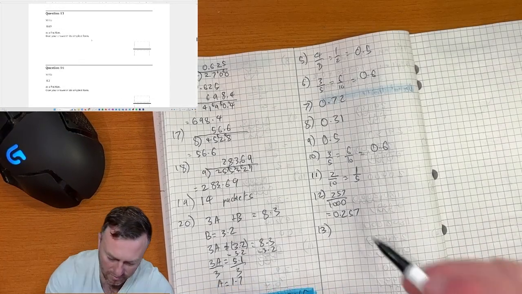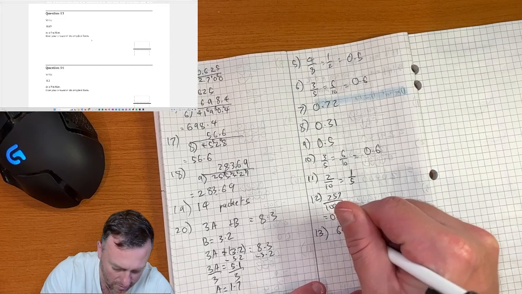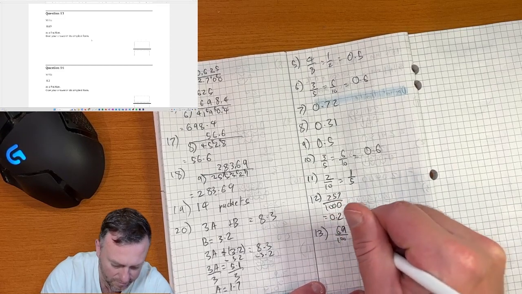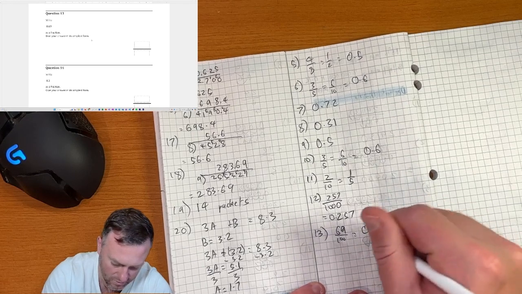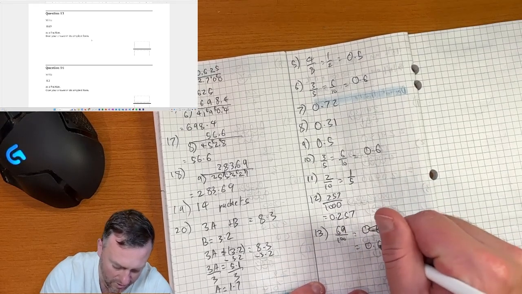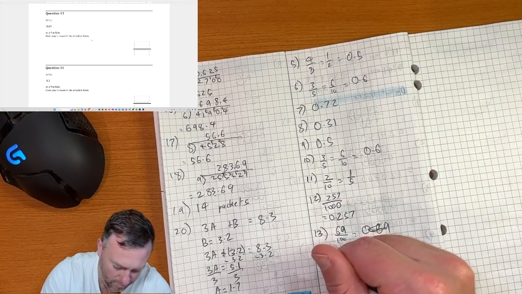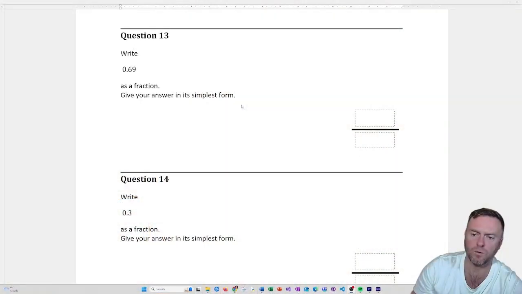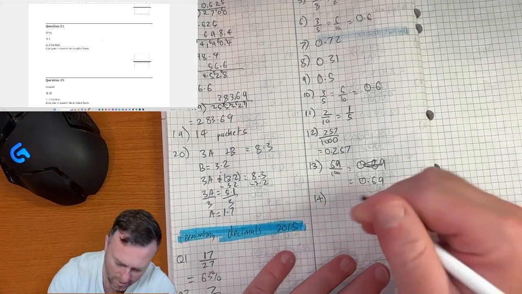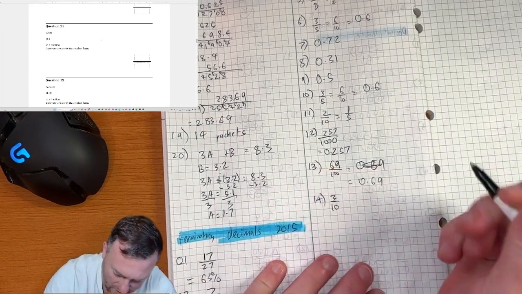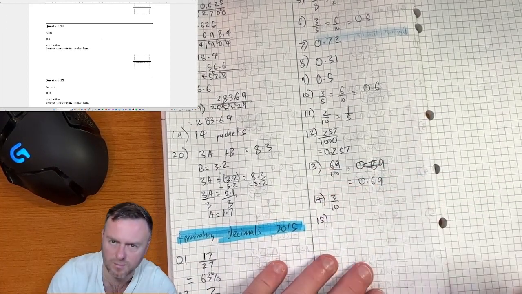So 13, we've got 69 over 100, which just equals 0.69. Let's go again, 0.69. 14, 0.3 is the simplest fraction. Just the same as 3 over 10, and you can't do much more than that.